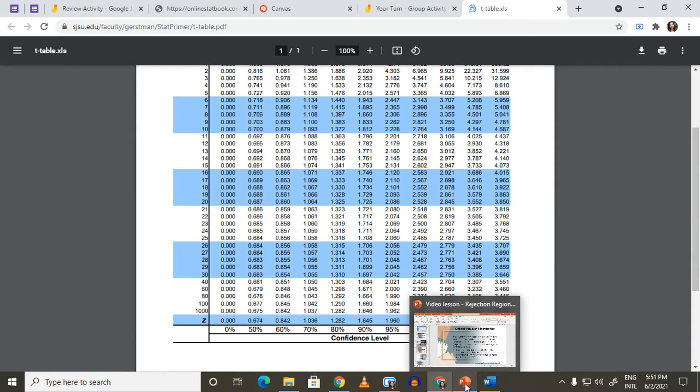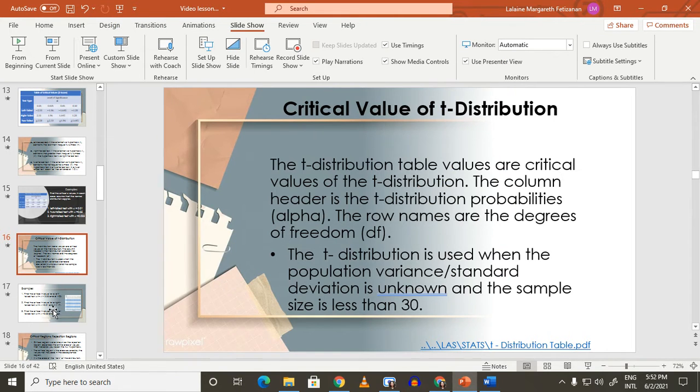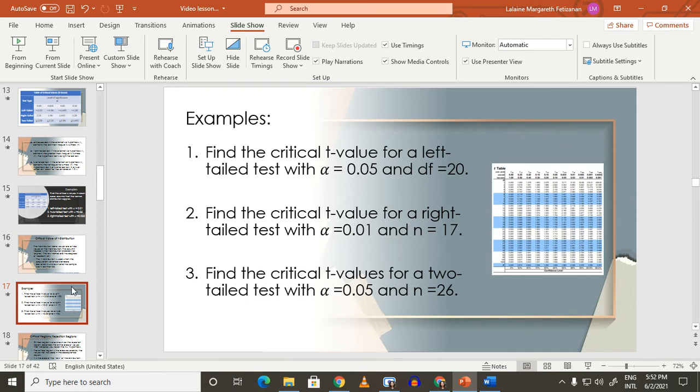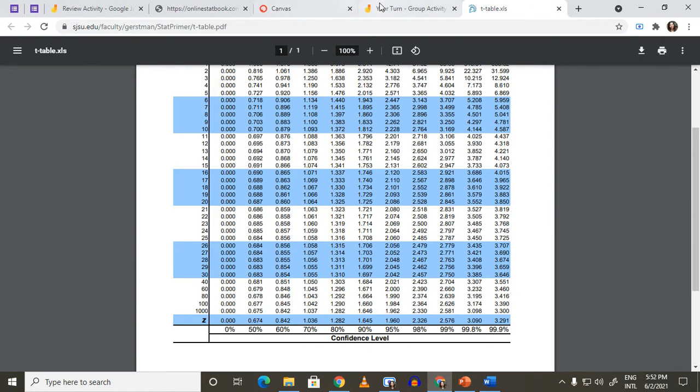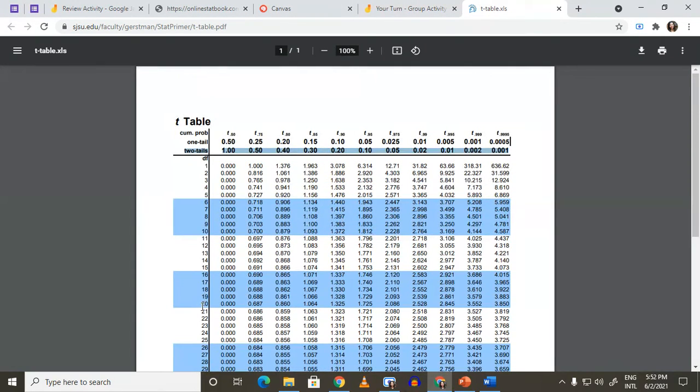Okay, let's have an example. Gamitin natin ang table. Sa first one, find the critical T value, left tail, draw, alpha is 0.05, and DF equals 20. So, DF equals 20, hahanapin mo dito. DF is 20, ayan yon. Tapos, sabi niya alpha is 0.05, left-tailed. So, hindi mo siya titingnan dito sa two tails. One tail yon, 0.05. Tapos, 20, intersection niya is this one, 1.725. Since it's left tail, so negative 1.725.